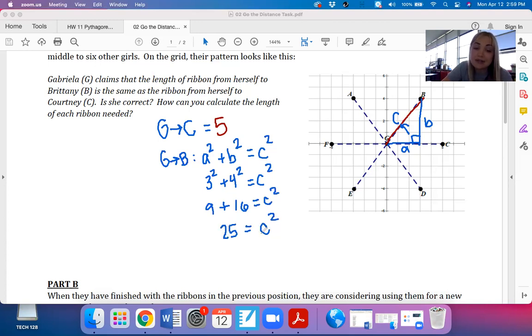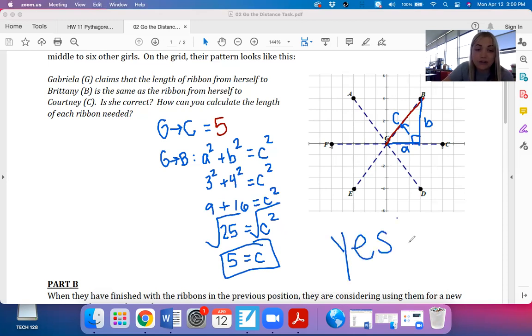Then to undo C squared, I need to take the square root of both sides. And I get 5 equals C. That distance is 5, which means that yes, Gabriella was correct. It was the same distance from Gabriella to Courtney as it was from Gabriella to Brittany. Well done, girls. Okay, so yes, Gabriella was correct. How do I know? Because I did the math.